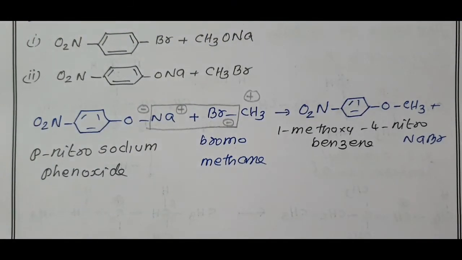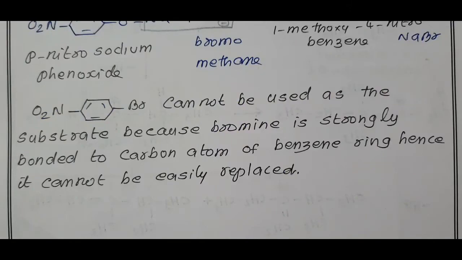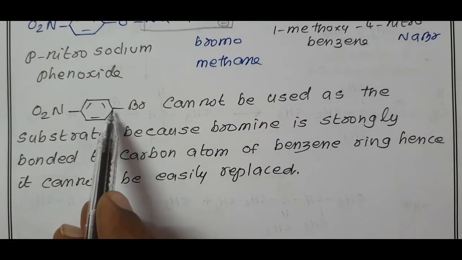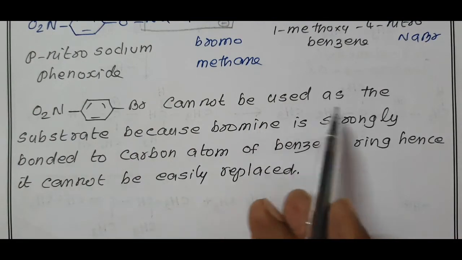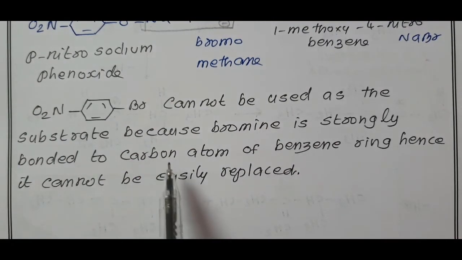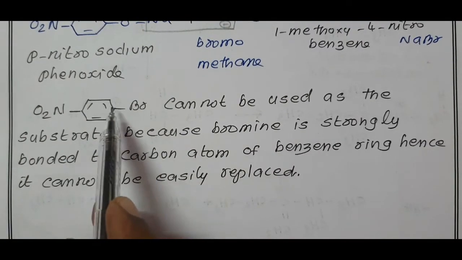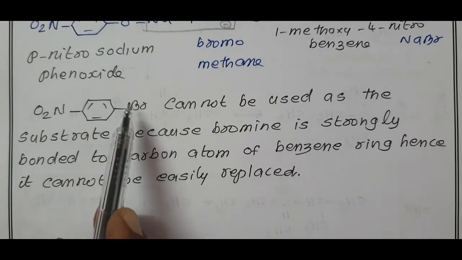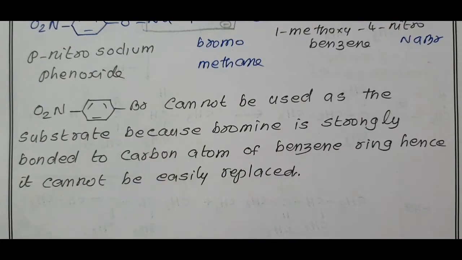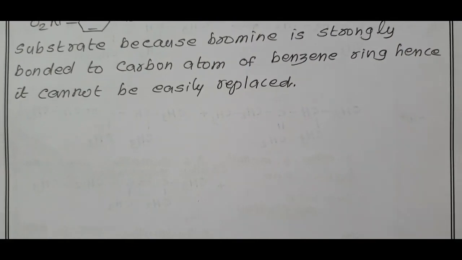What about the first reactant? Now I write the answer for the first reactant. Para-nitrobromobenzene cannot be used as a substrate because bromine is strongly bonded to the carbon atom of the benzene ring and hence it cannot be easily replaced. Now, come to the next question.